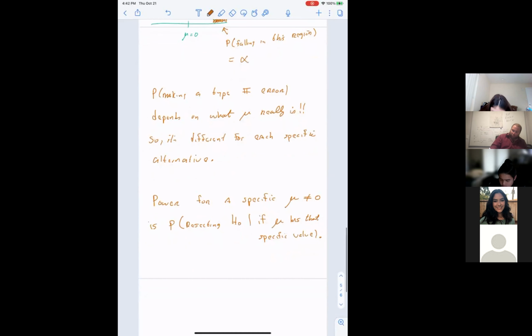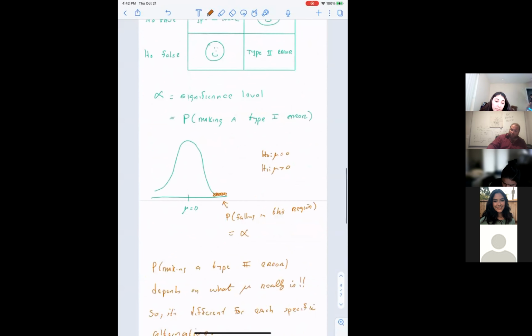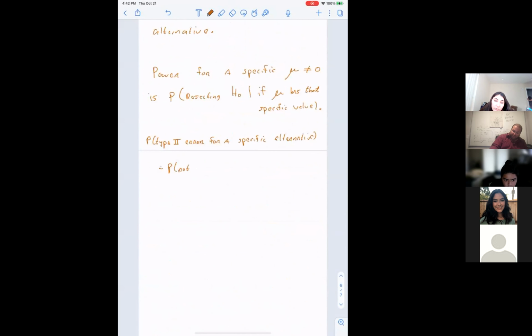Now remind me, what was the probability of a type 2 error for a specific alternative? It is the probability of not rejecting the null hypothesis if mu has that specific value. So how are these two things related?